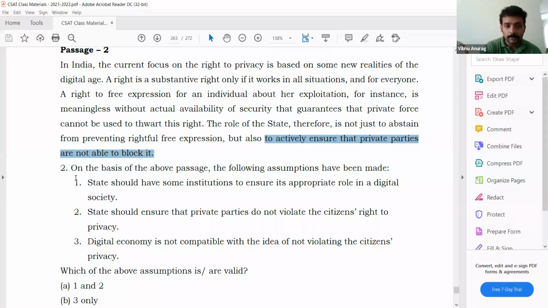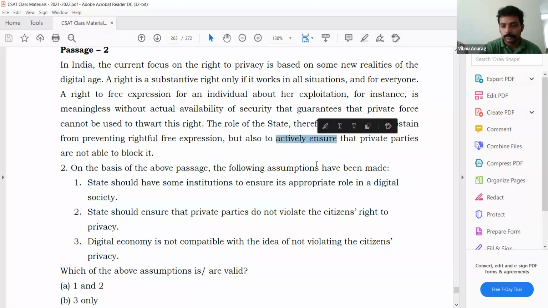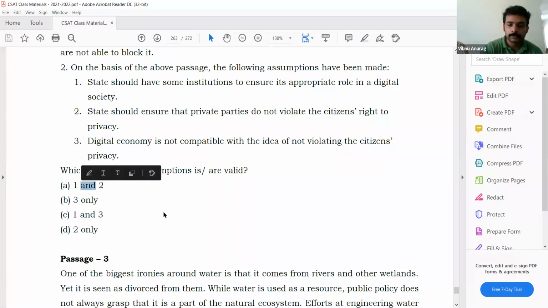So that is why the first assumption is valid. Got it? The state is not a person. They can't go and do it themselves. They need some institution to do it, because of this word, actively ensure. They can't perform a passive role. Okay, fine. So answer is A.